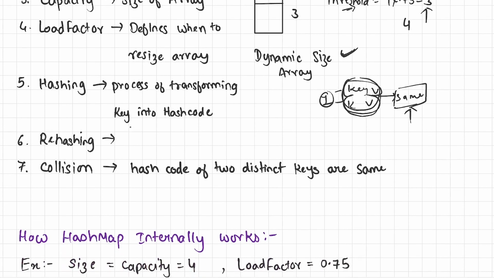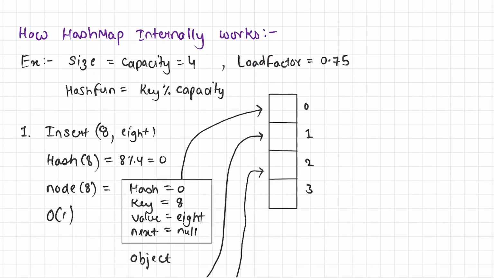Now let's move on to the next topic, in which we will actually understand how HashMap and LinkedHashMap work internally. For the sake of understanding how HashMap works, we assume that we have an array of size 4. This means the size of the array and the capacity are equal to 4. We are also assuming the load factor is equal to 0.75, and that our hash function is pretty simple: it simply does modulus of the key with the capacity.